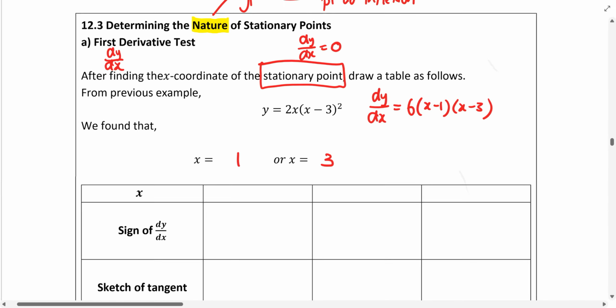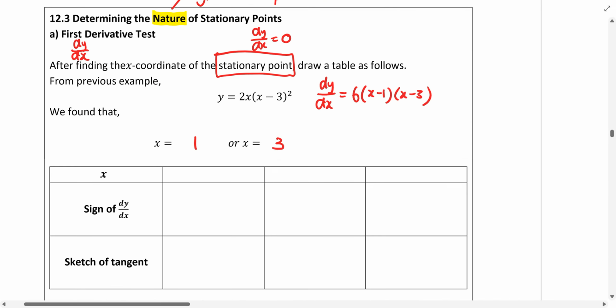The first derivative test uses a table. I want to see, on the left side of 1 and on the right side of 1, what the tangent is like. That's how I use the first derivative test. In the middle, I will always write 1. The sign of dy/dx will be 0, and the tangent will always be flat, because at 1 I have a stationary point. So dy/dx is 0 and the tangent is flat.